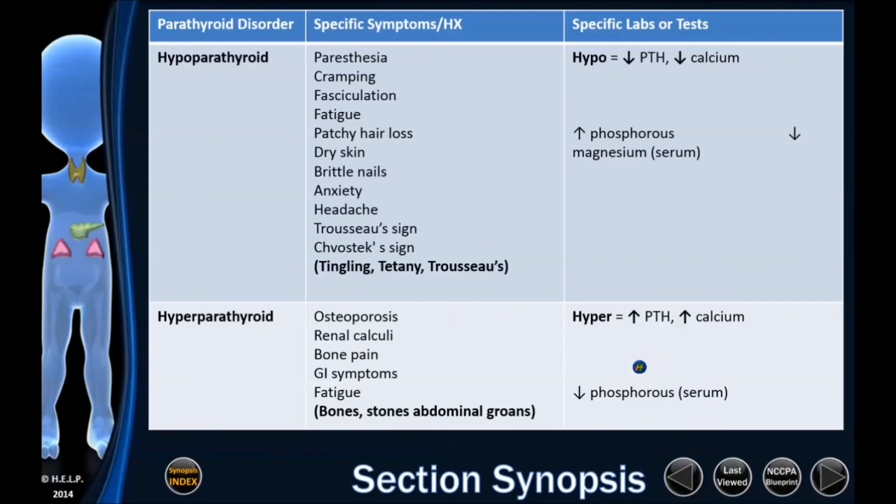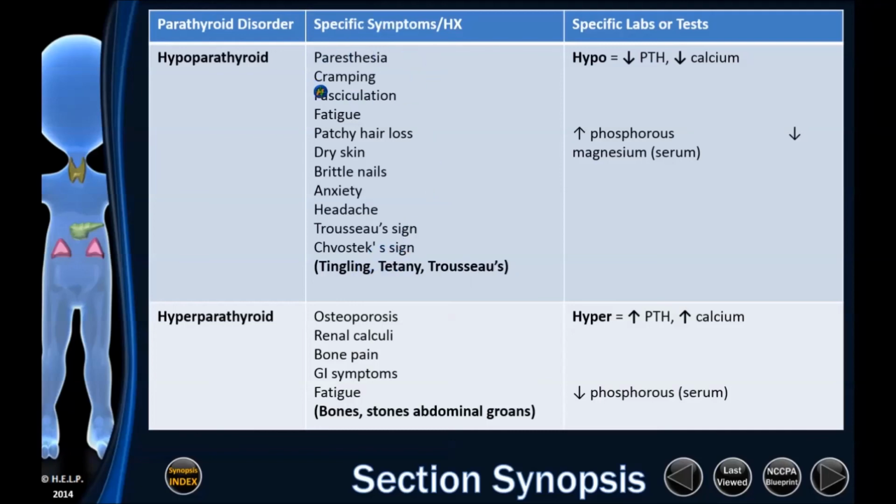So how do we differentiate a hypo or hyperparathyroid? Number one, remember, low hormone, low calcium, high hormone, high calcium. Remember that, please. Remember those specific symptoms to either hypoparathyroidism. We can see, if you want to remember, tingling, tetany, Trousseau's. That might be an easy way, in an alliteration, to remember. And that it's Trousseau's and Chvostek's sign.